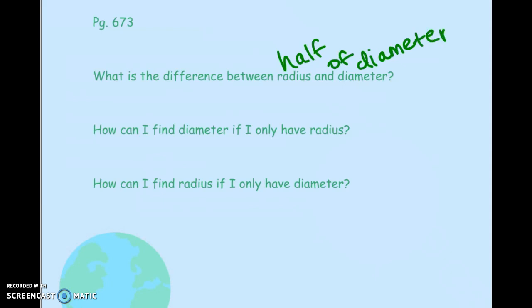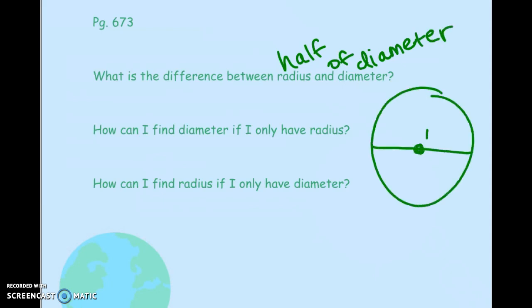So we know that if we had a circle with a diameter of 12 inches, the radius would be what? Well, it would only be half of that, so half of 12 would be 6 inches. And because it takes two 6 inches to make 12, it takes 2 radii to make 1 diameter.